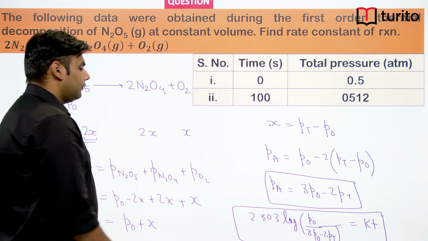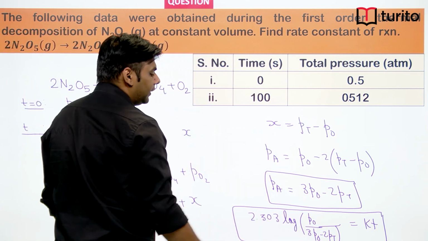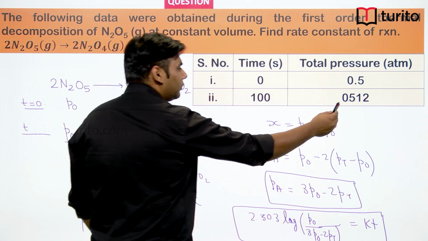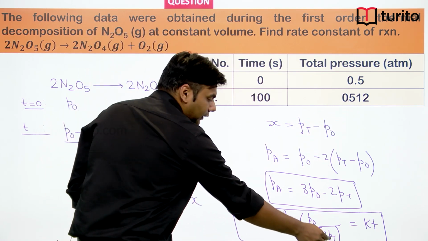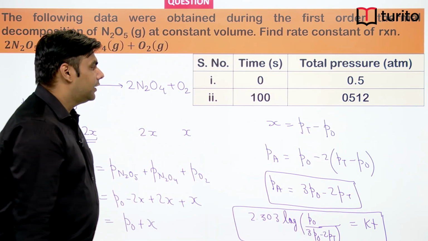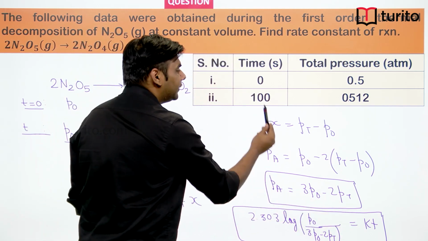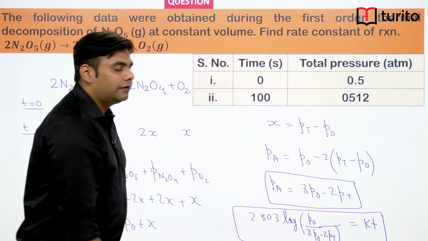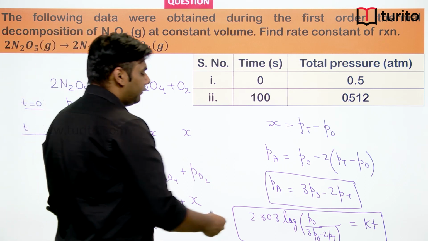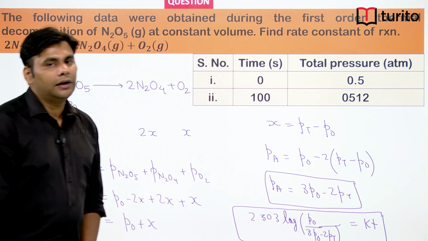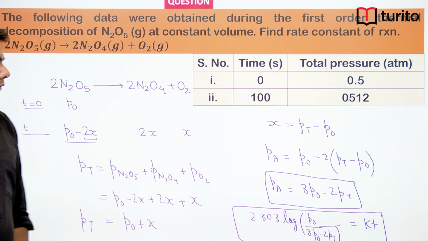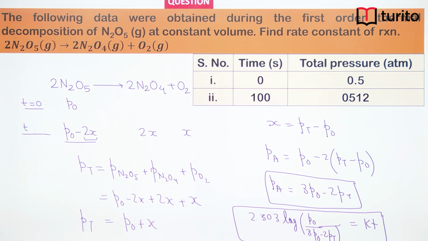Okay, so we know the value of P naught as 0.5, and the total pressure is given to us as 0.512, so we know the value of PT as well. We know the time, because the time is 100 seconds, so t would be 100. So if you do the calculation, you can find out the value of K. Okay, so I hope you can do this from here now. So just look at the steps. I hope everyone is doing the same steps which I have been demonstrating over here.